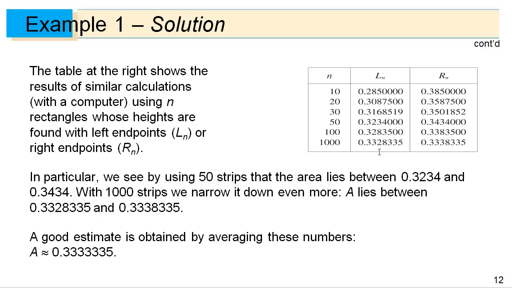I mean, look at what's happening with 1,000 strips. It narrows it down to 0.32 and so on, 0.33 and so on. It's getting really, really close to roughly 1/3. Right? I know here we wrote it as ending with a 5 because they both ended in a 5, but you can really think of this as pretty much being 1/3.